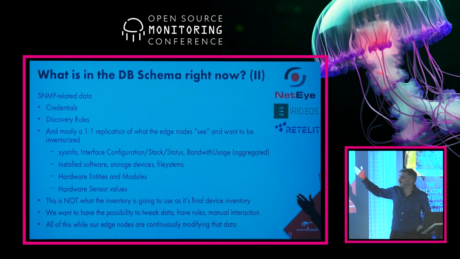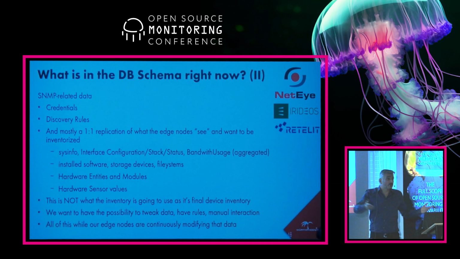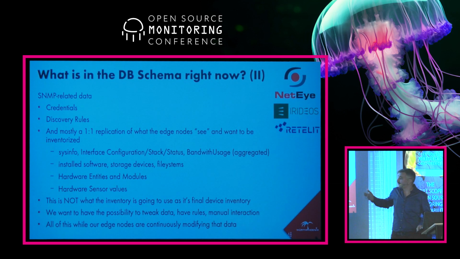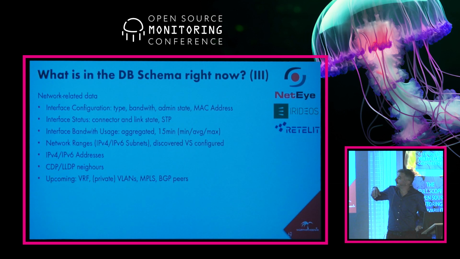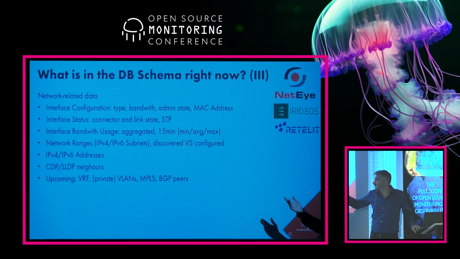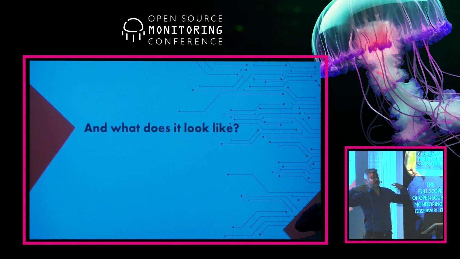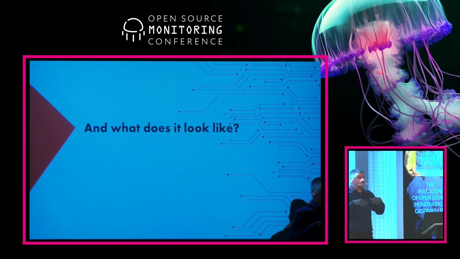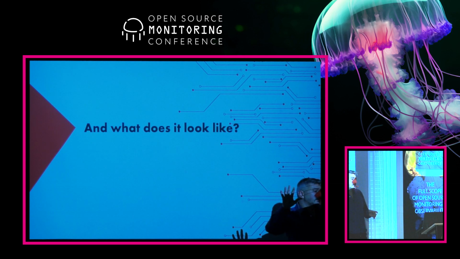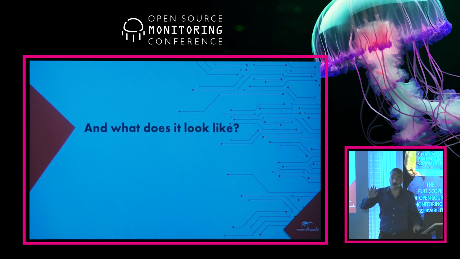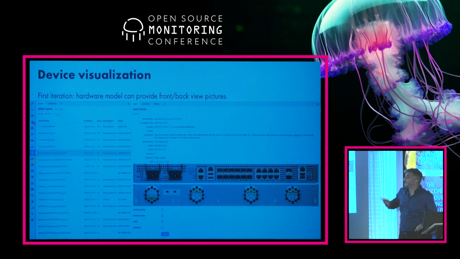I can install software, for example, for a Linux system if I want to poll them with SNMP and so on. So lots of data there. Network ranges, CDP, LLDP neighbors, and so on. So the schema gives a lot of information, and to invent something new, I just have to create a scenario file, create a table, and it's there right now. Some screenshot of how it looks.